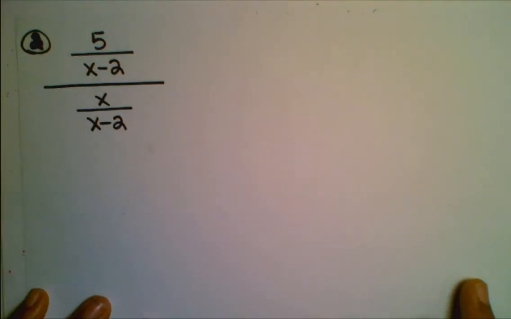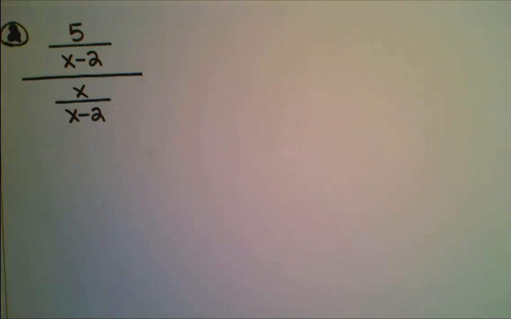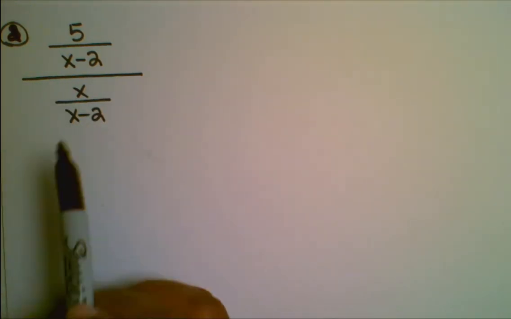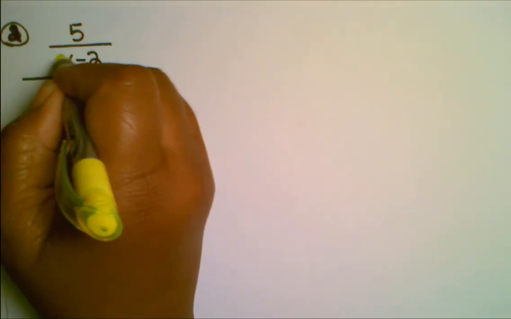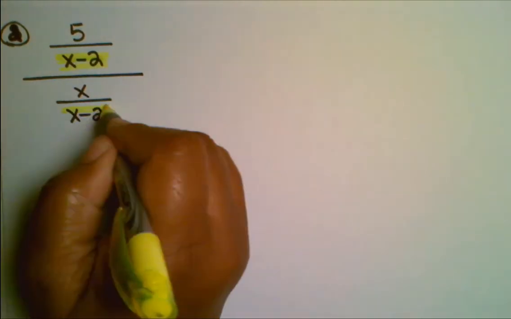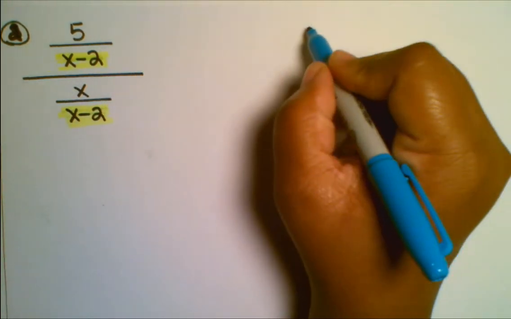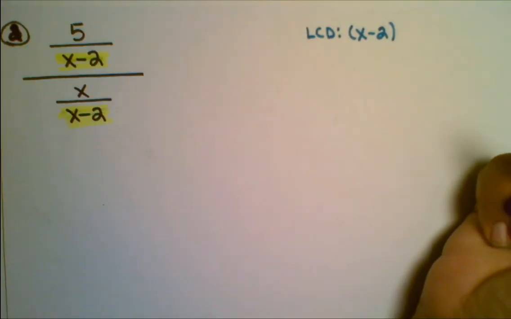Let's do another example. Example 2. We have here, this is number 2. We have 5 over x minus 2, all over x minus 2. So we want to find the LCD. Let's look at the denominators of the complex fraction. Those denominators, we have an x minus 2. So the LCD is x minus 2.